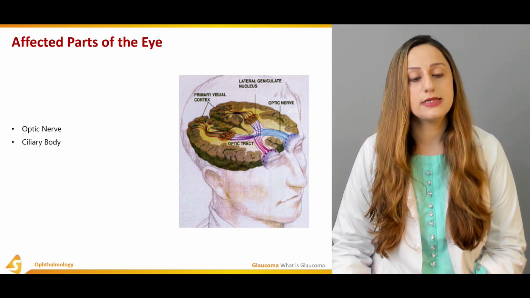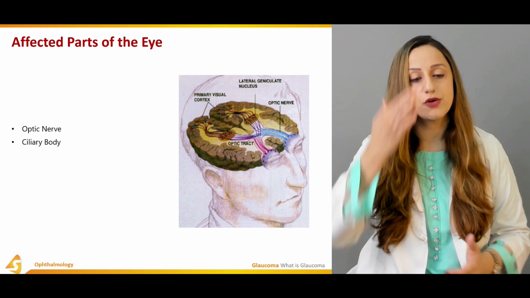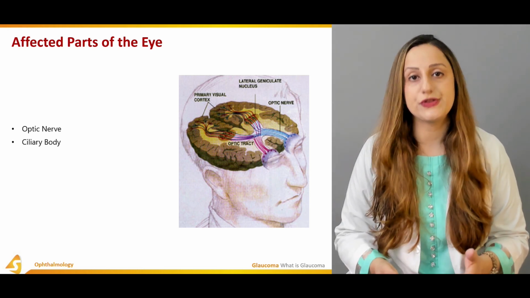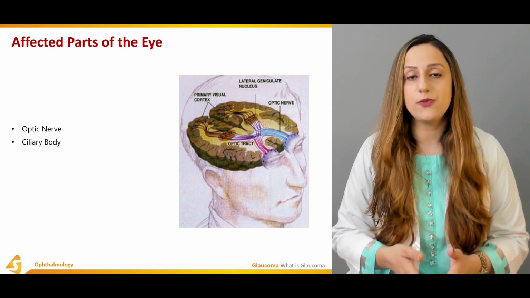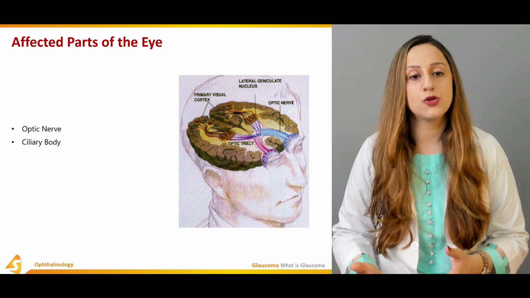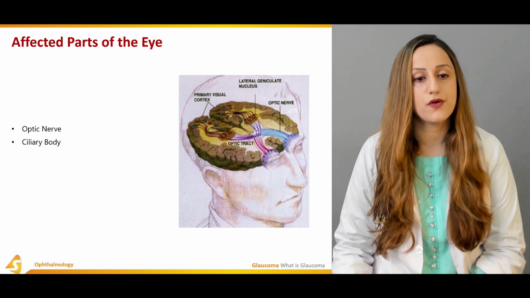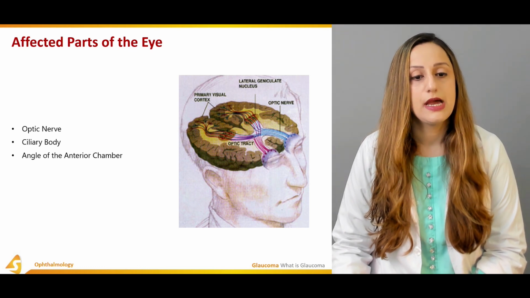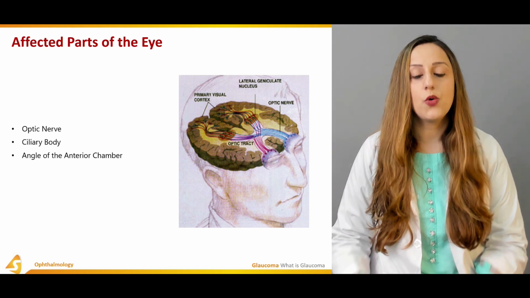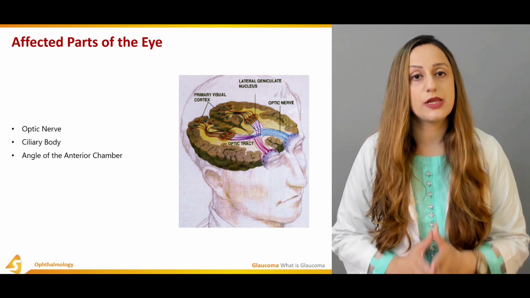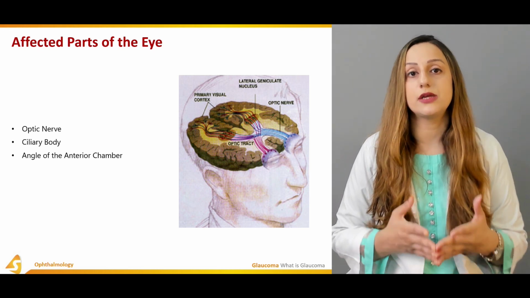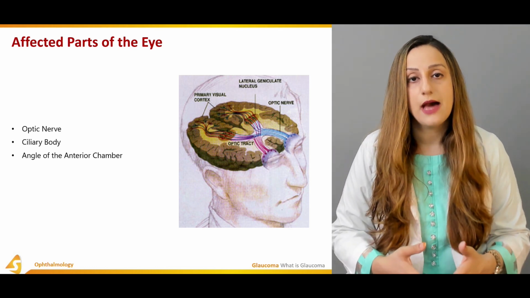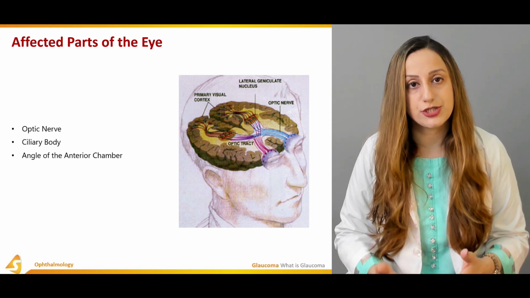And then the ciliary bodies can be affected as well. And as I've already emphasized, the ciliary bodies play an important role in the accommodation reflexes. So if these ciliary bodies are affected, that is again going to result in a permanent vision loss of the person. The angle of the anterior chamber can also be affected in this way. So all of these structures can be affected whenever there is an increase in the intraocular pressure in the vitreous chamber. Even the anterior chamber is affected by this rise in the intraocular pressure.